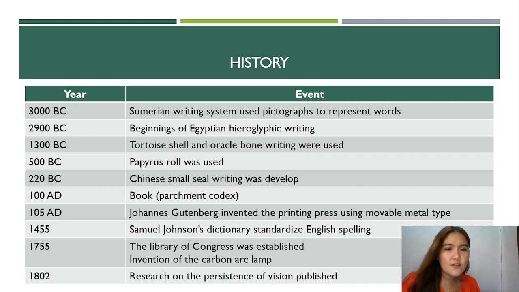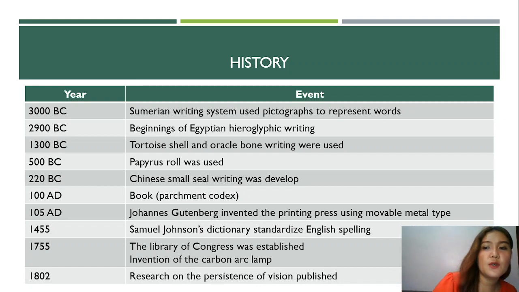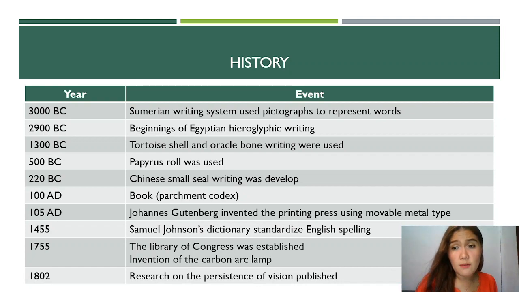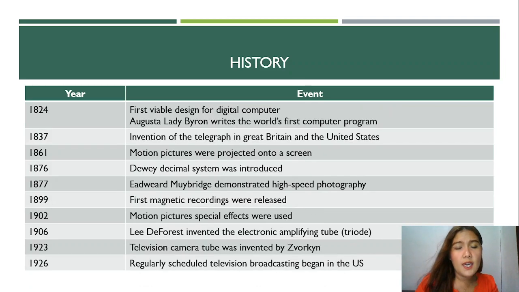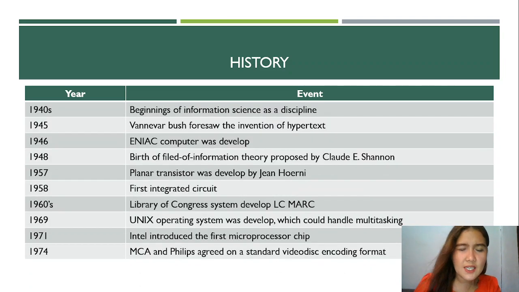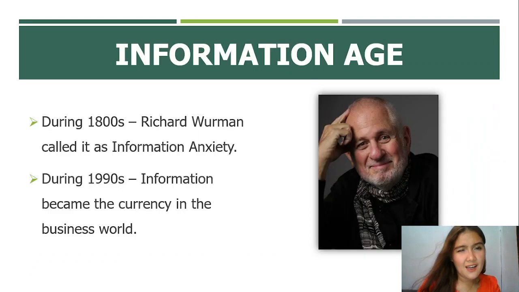105 AD, Johannes Gutenberg invented the printing press using movable metal type. 1455, Samuel Johnson's dictionary standardized English spelling. 1755, the Library of Congress was established. Invention of the carbon arc lamp and the research on the persistence of vision published. And so on, no? So, hindi ko na siya isa-isahin kasi medyo mahaba siya. Okay. So, proceed tayo dito.